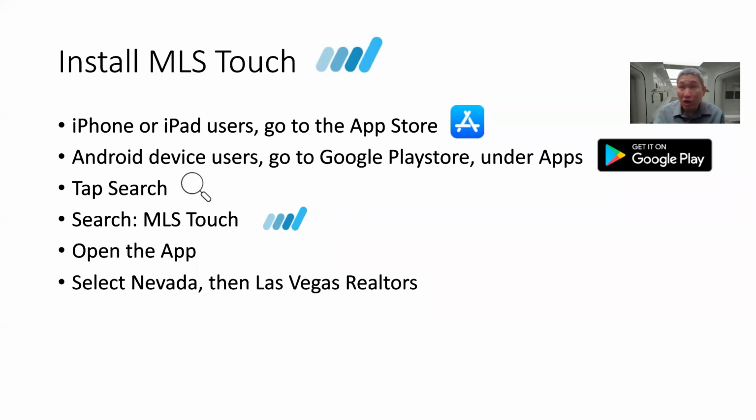No, Erica, this is not for desktop. For the desktop, you use the regular MLS, which is Matrix, okay? After you select Las Vegas Realtor, enter your public and private ID. Make sure that you're using your correct public and private ID. And that's how you get into the app.